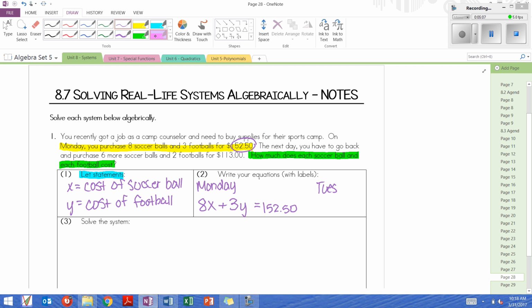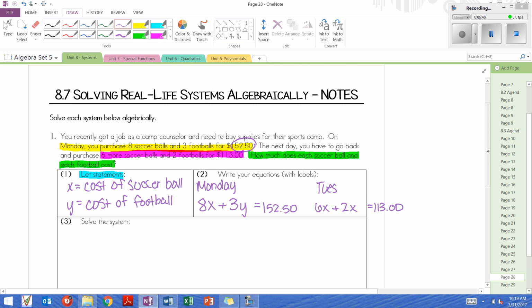What is happening? Well, on Tuesday, you have to go back and you purchase 6 soccer balls and 2 footballs for a total of $113. And that's 113 even. This equation is going to look extremely similar to the first one, except here we have a quantity of 6 soccer balls times the cost per soccer ball. We're going to add that too, because when we find the total of something, if you think about a restaurant, you find the total bill, you're just adding up all the values. So 6 soccer balls and 2 footballs is equal to $113.